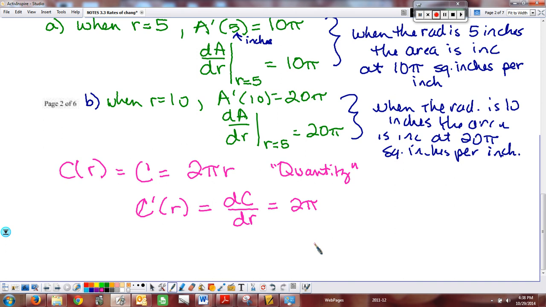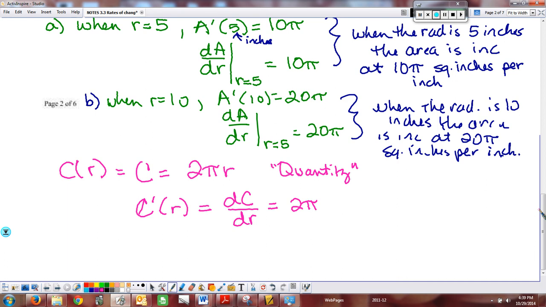So we end up with a constant derivative for the circumference function, right? And that should make sense because this is linear. Circumference is a linear function of the radius, and 2 pi is your slope, and so the slope always increases. For every inch the radius increases, the circumference increases by 2 pi. So that should make sense to us.